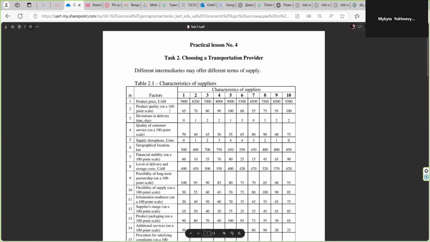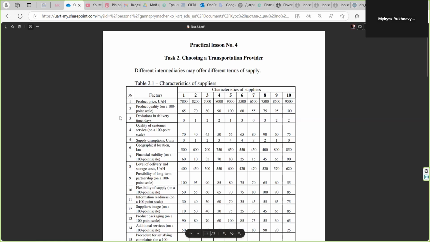Our second column is factors. The first is product price, which is how much we need to pay for the transportation. For example, if we use the first company, we don't have any company name, only the number, we need to pay 7,800 hryvnias for this transportation. If we choose the second transport provider, we need to pay 3,200 hryvnias, and there are other sums from different providers.